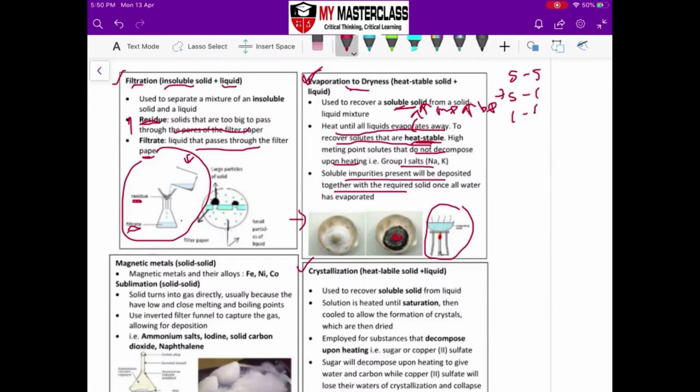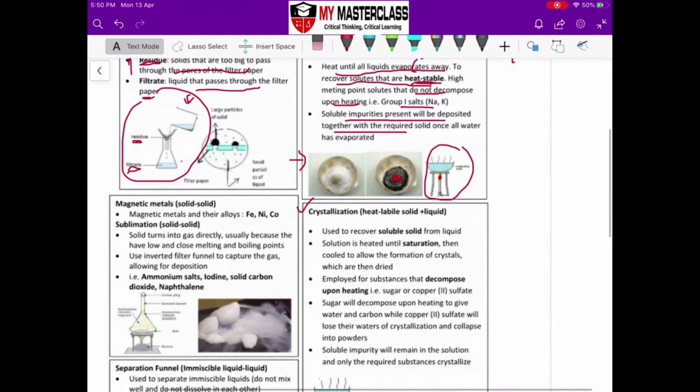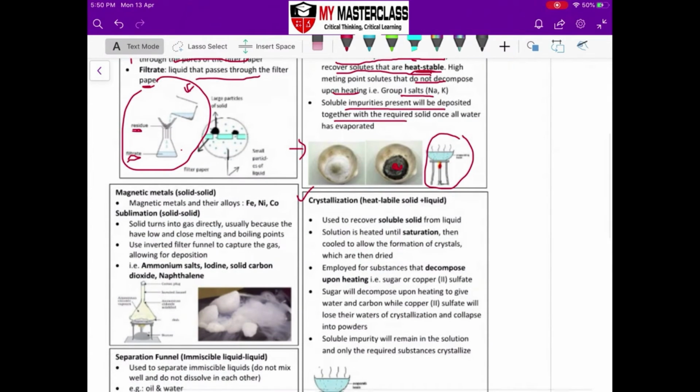So if the solid is not heat stable, what do we have to do? We have to do crystallization. Crystallization is what we use for a solid that is heat labile. Labile basically just means it is not heat stable, meaning it has a low melting point, low boiling point.